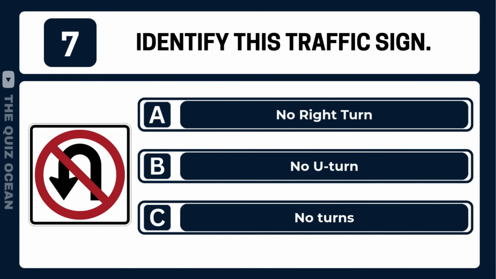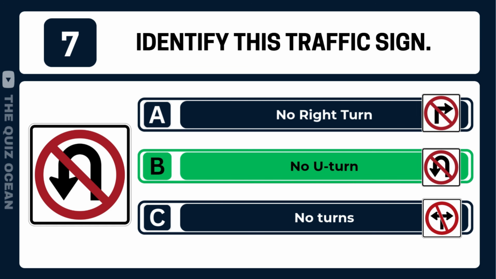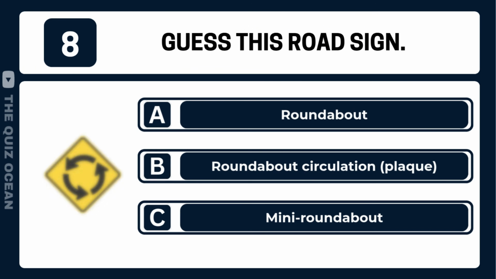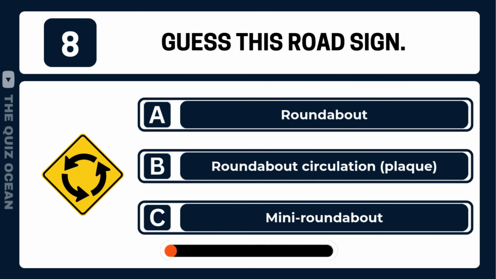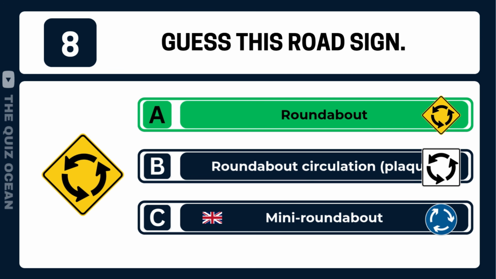Identify this traffic sign. Well done. You're looking at a no U-turn sign. Guess this road sign. You're right. That's a roundabout sign.